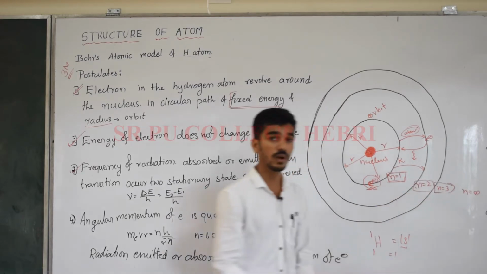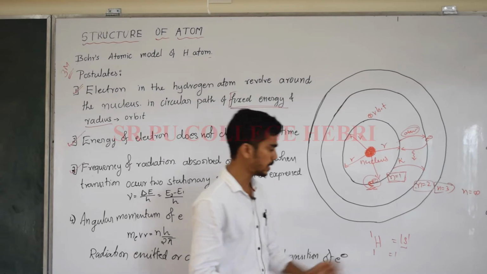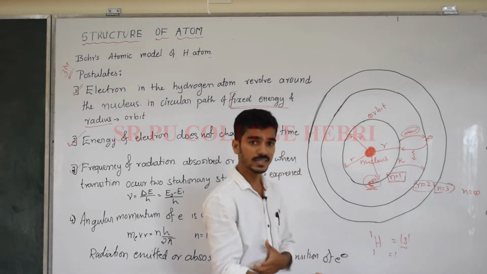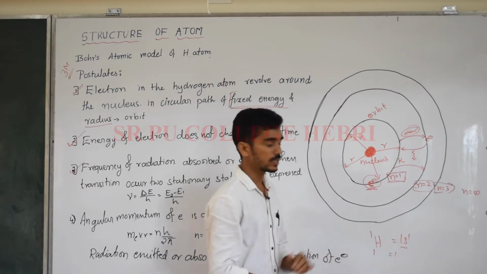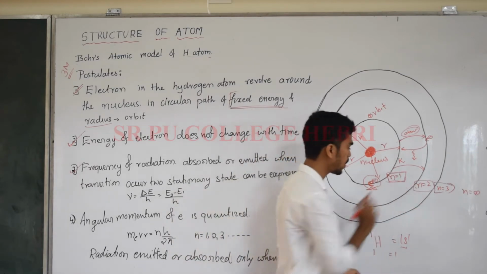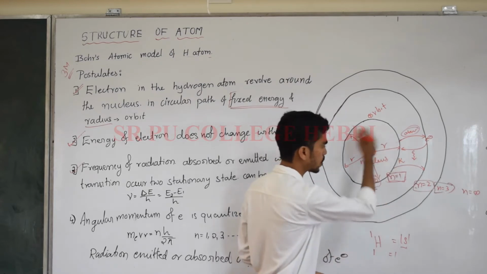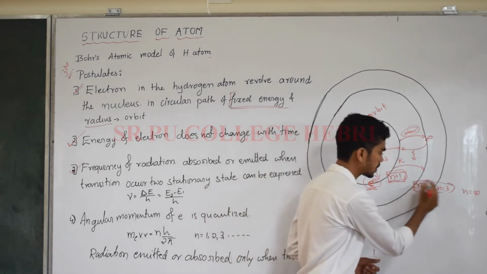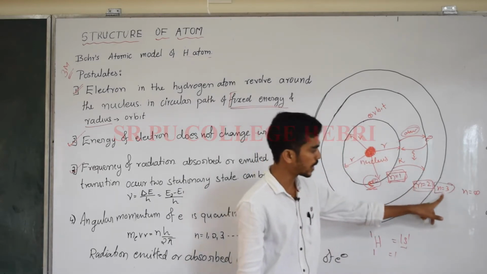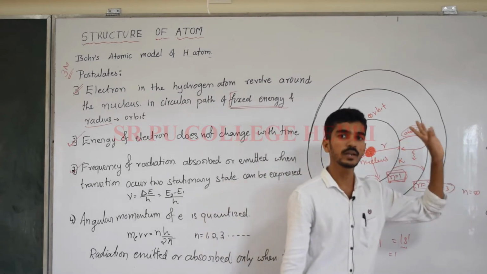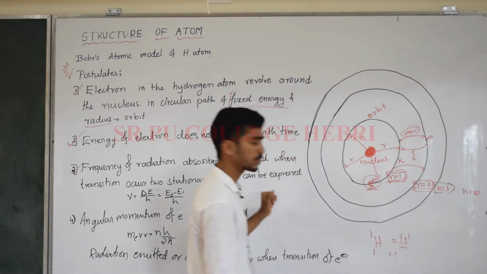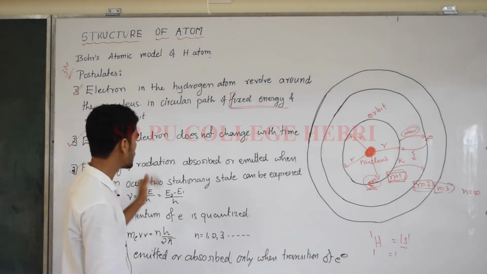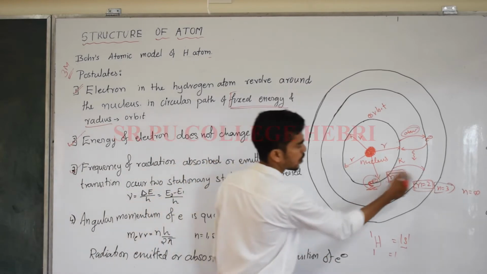Ground state means what? While writing the electronic configuration, where the electron exactly ends, that orbit is the ground state. Excited state means what? The next empty stationary states. Here for hydrogen, the electron ended in the first orbit only, so it is the ground state. Next excited states, which ones? n equal to 2, n equal to 3, n equal to 4, 5, like that till infinity. Okay, so this point: frequency of radiation absorbed or emitted when the transition occurs between the two stationary states.